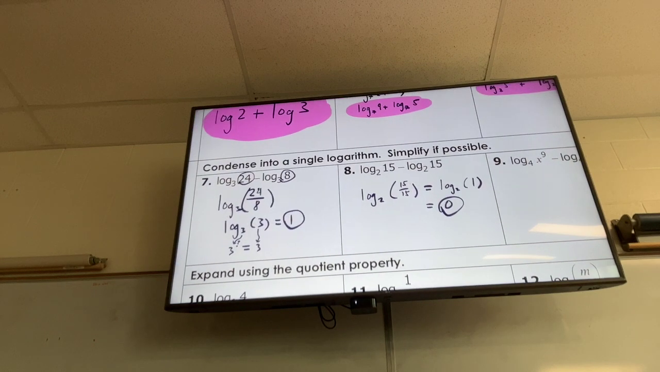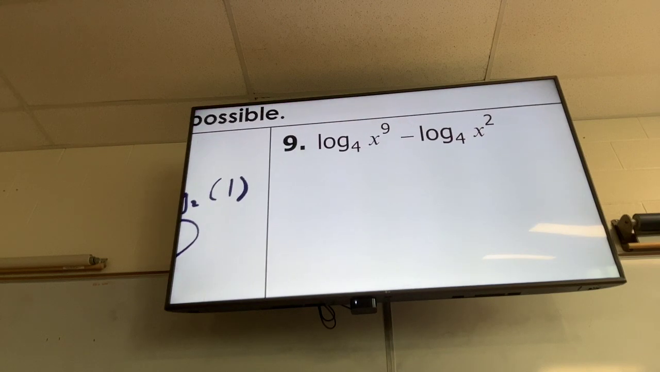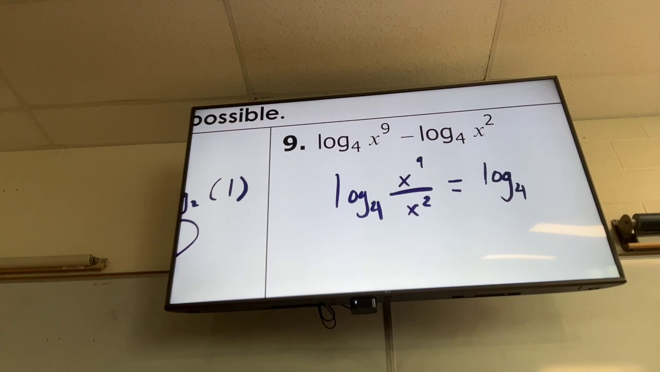Value number 9. Okay, so what's going to be on the top of my fraction? It's going to be on the bottom. We're going to have log base 4 of that, okay? What's x to the 9th divided by x squared? X to the 7th.